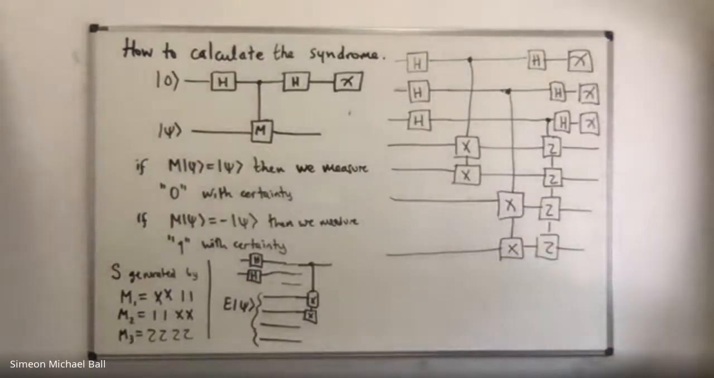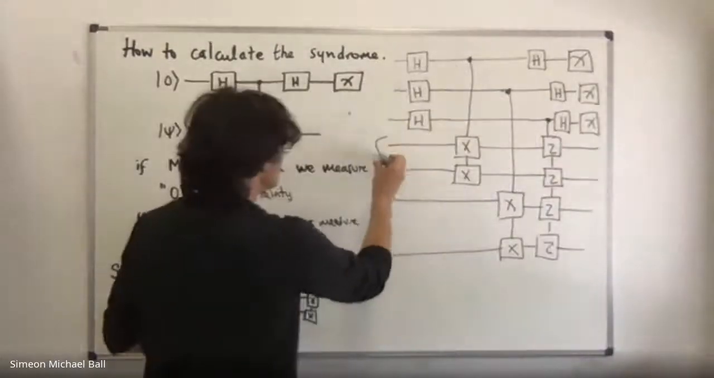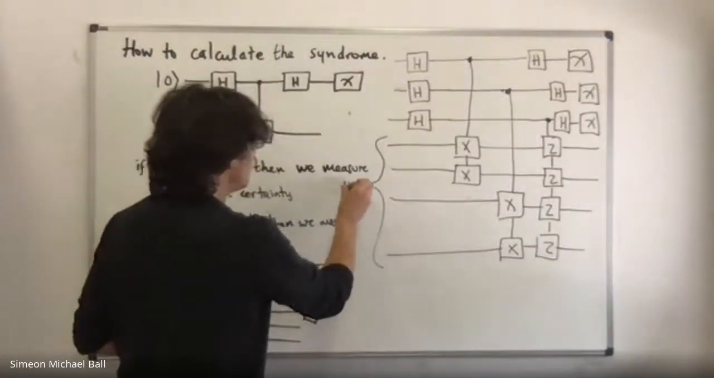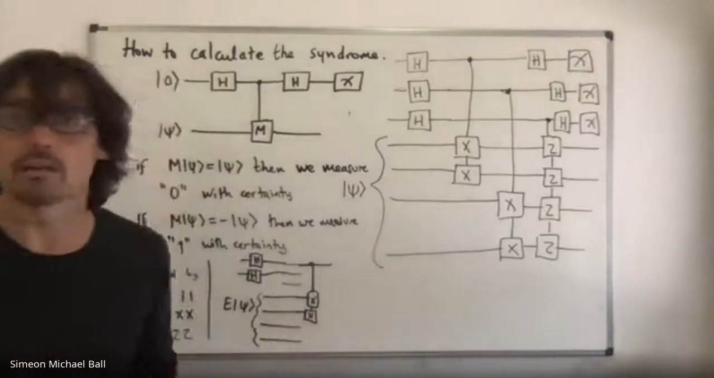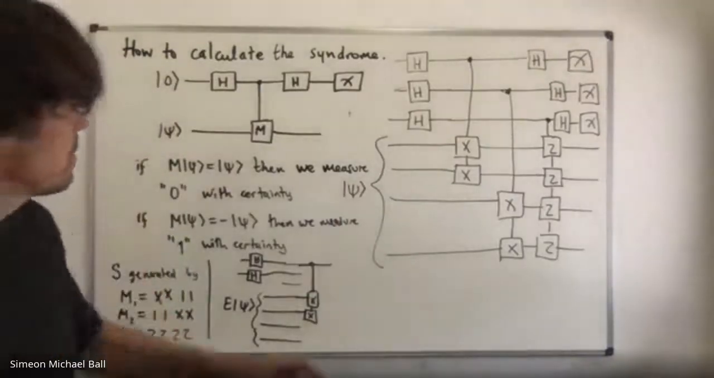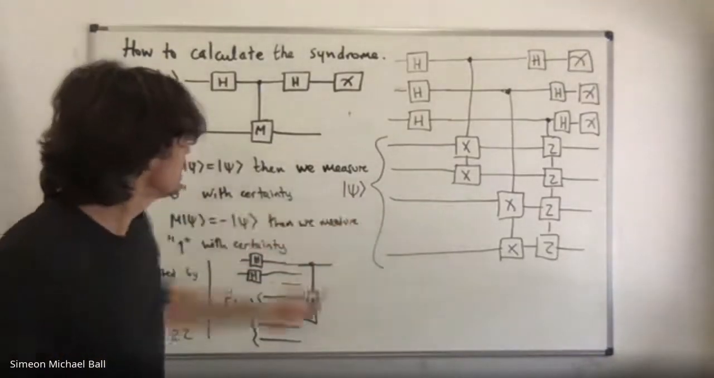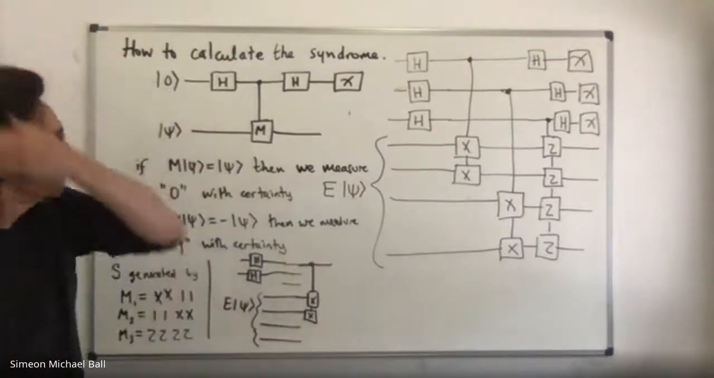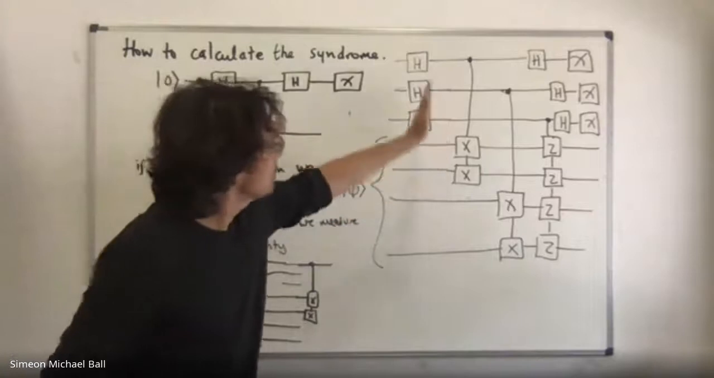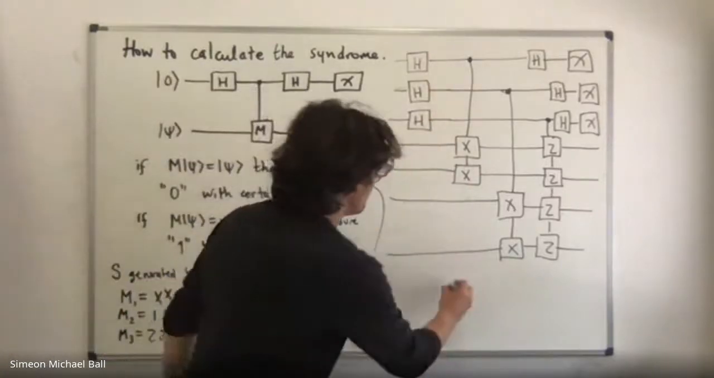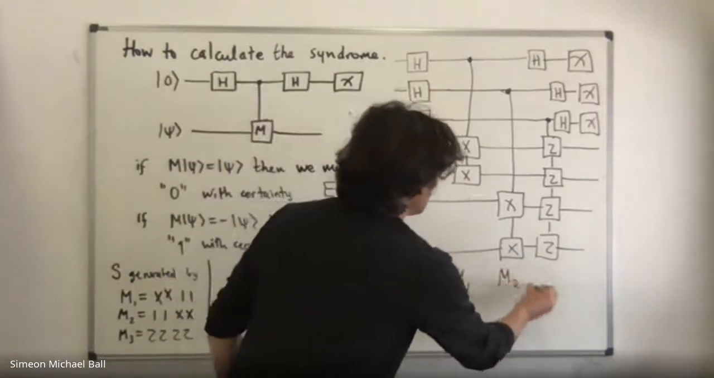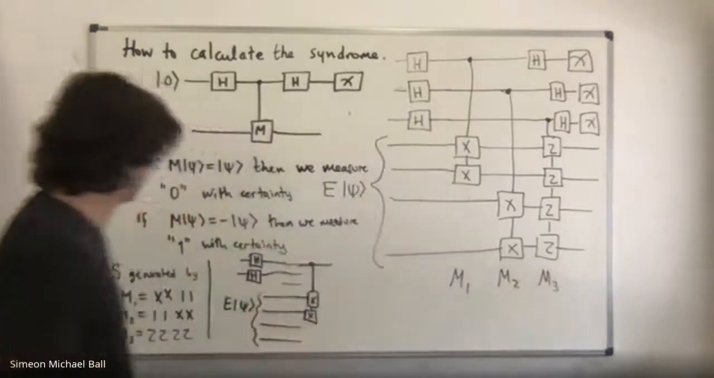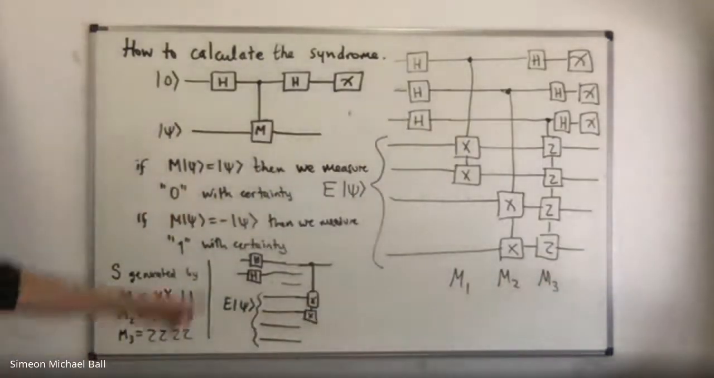I think that's it. So here, coming in here, we have in theory our encoded qubit. So this has been encoded onto the code space. It may well have encountered some error. I then put it into these M's. So you line the M's up. This is M1, M2, M3. And you calculate the syndrome in this way.